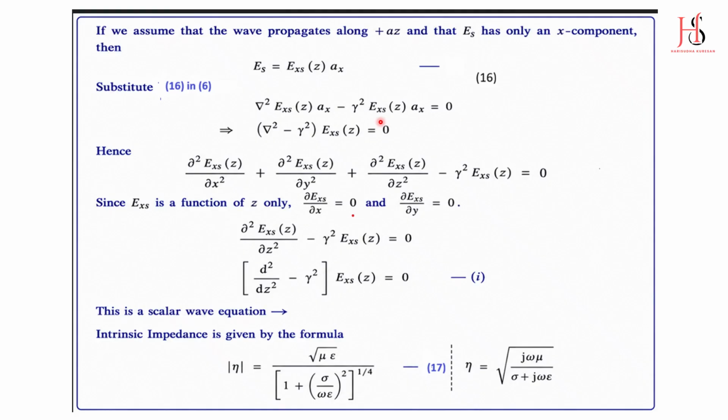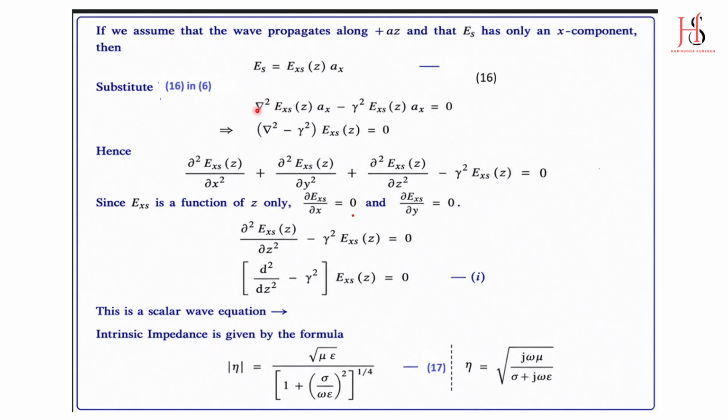So taking out the Ex term, which is common in both the terms, we will get the common term as Exs of z, and the other parameters are del square minus gamma square, which is equal to 0. Now you multiply inside. What will you get? Del square Exs of z into ax minus gamma square Exs of z ax. You will be getting the same as the previous equation.